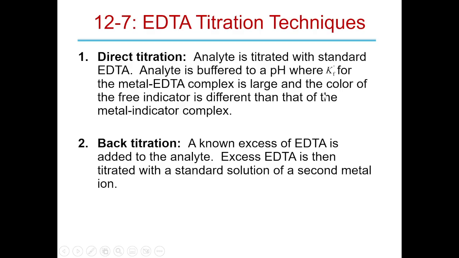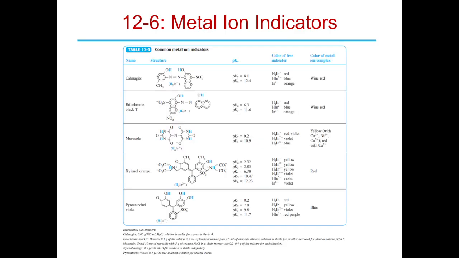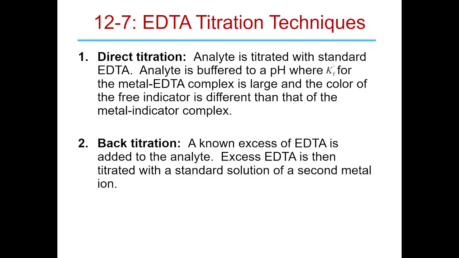Again, you want that metal EDTA complex KF to be large. The color of the free indicator is different from that of the metal indicator complex. This is why this chart's important, because you can see that certain metal lines with certain indicators won't be there. They won't have color changes. So that'd be a problem. Again, that's what we're looking at. So those are two of the situations you need to understand.